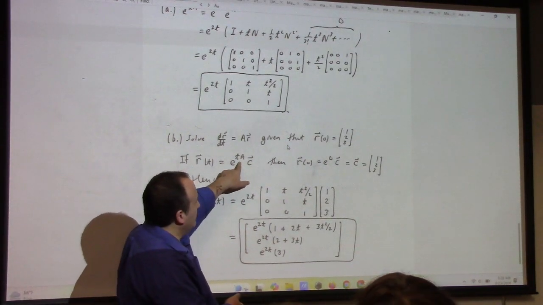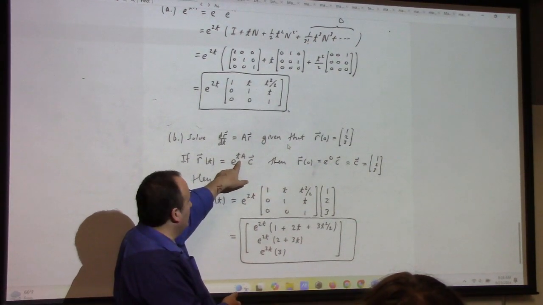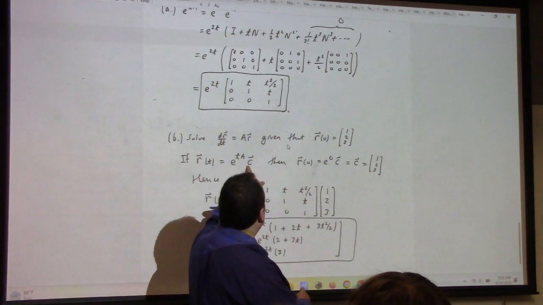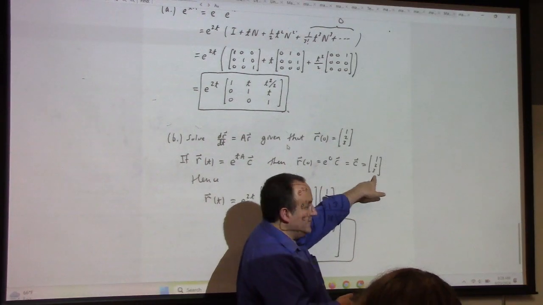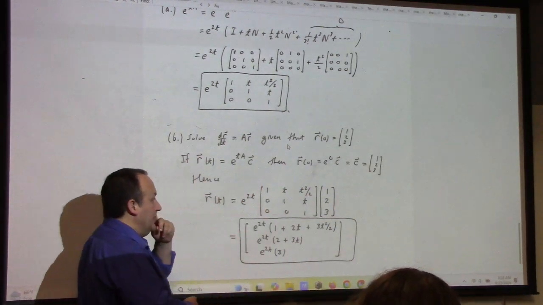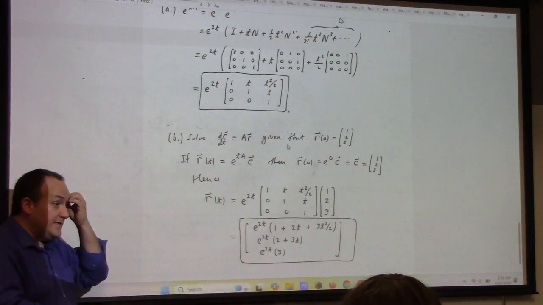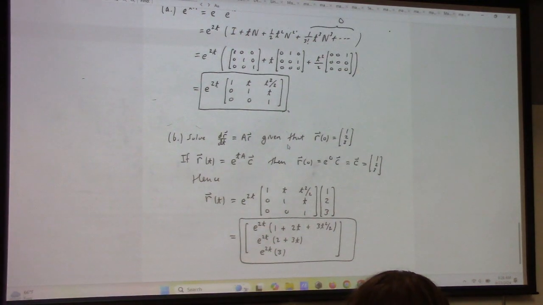So when we have e to the tA, it's especially nice because e to the 0 is I. So when I plug in r of 0, I find out that the constant vector I want to put here is simply the given data vector, 1, 2, 3. And so I just take this times 1, 2, 3, and that gives me the solution in this particular case. So that was nice. But hey, that's it for the quiz.